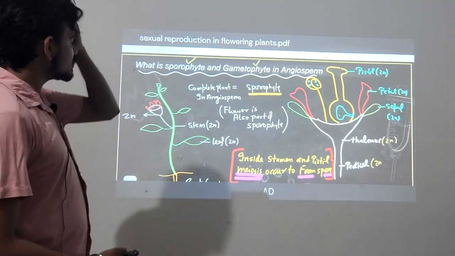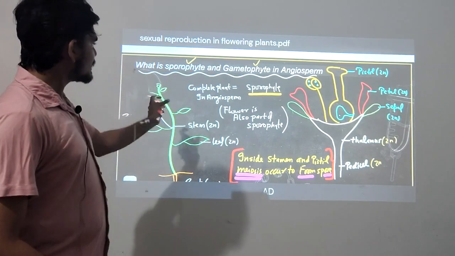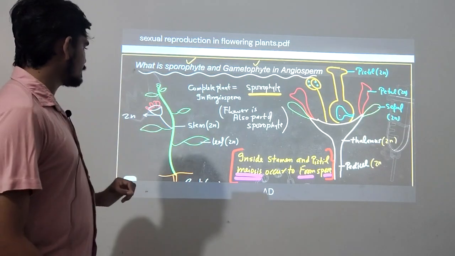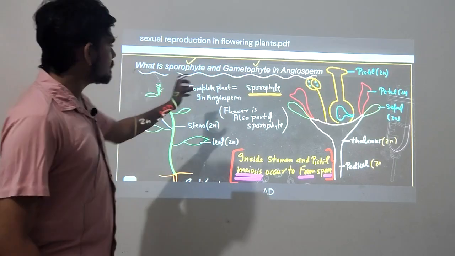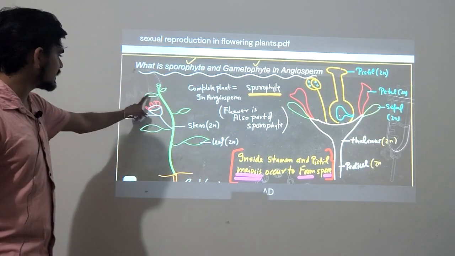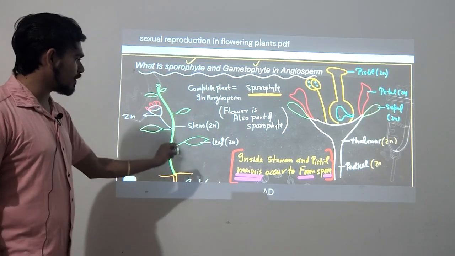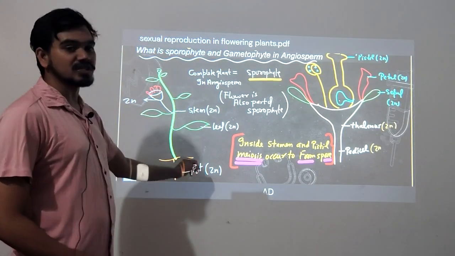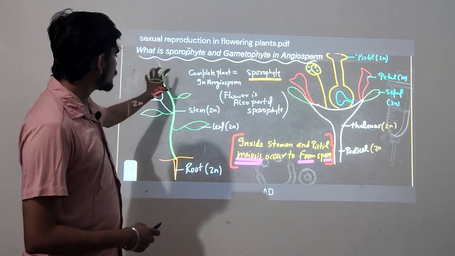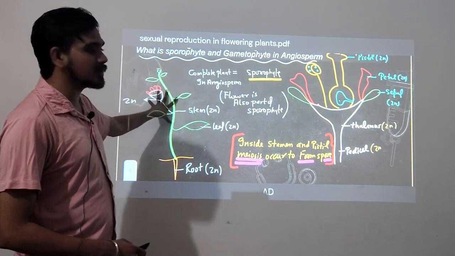So now we are going to study, let us clarify it. What is sporophyte and gametophyte in angiosperm? The complete plant is a sporophyte in angiosperm. So let us try to understand. These are the flowers, and these flowers are diploid. The stem is diploid, the leaf is diploid, even the root is diploid. Why? Because these are sporophytic plants. That is the sporophytic stage of the plant.